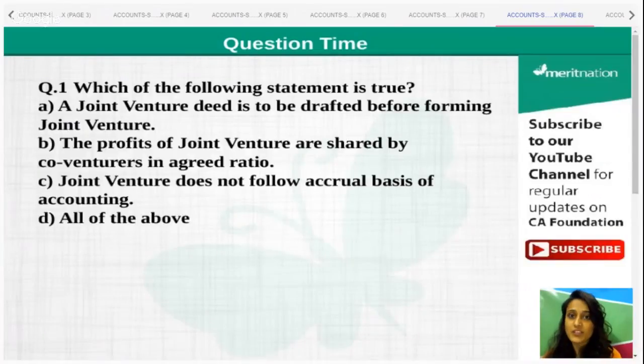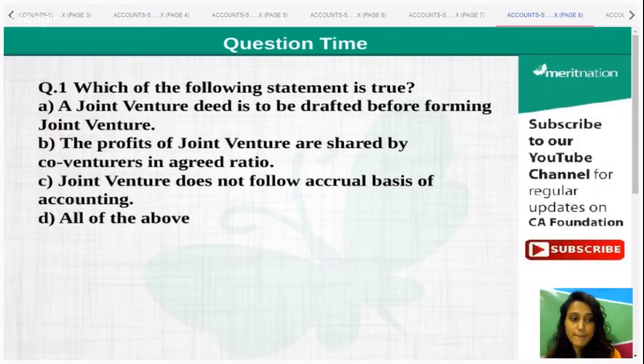So I'm taking you to question number 1 for this section. Question number 1, which of the following statements is true? A, a joint venture deed is to be drafted before forming joint venture. B, the profits of joint ventures are shared by the co-venturers in agreed ratio. C, joint venture does not follow accrual basis of accounting. Or D, all of the above.